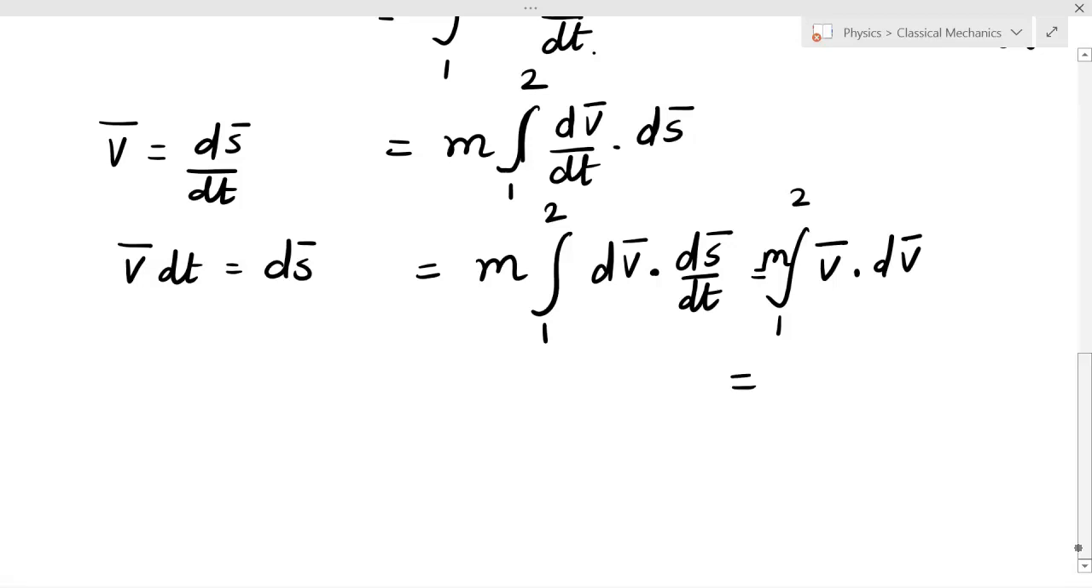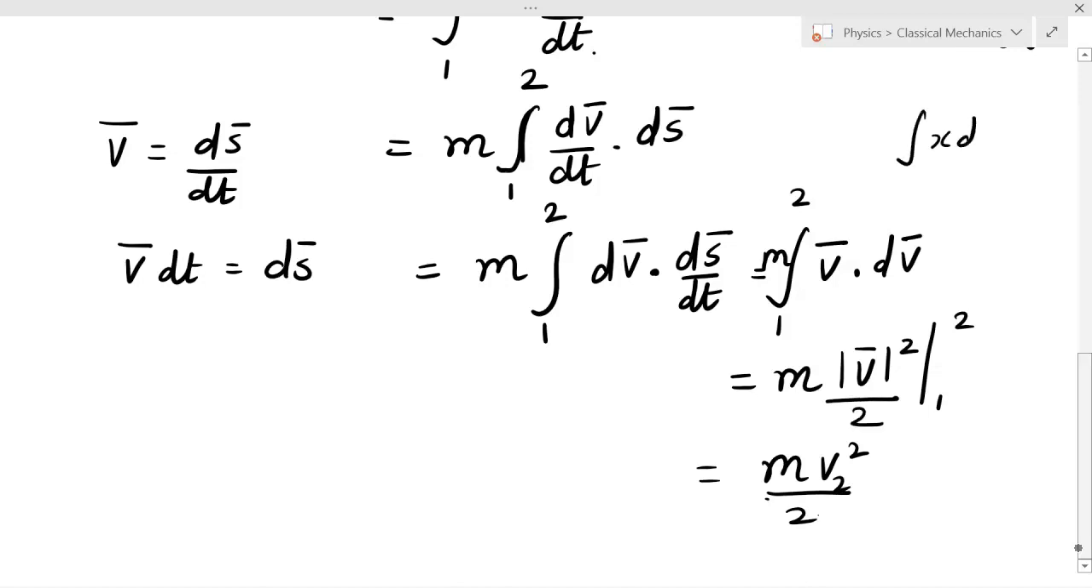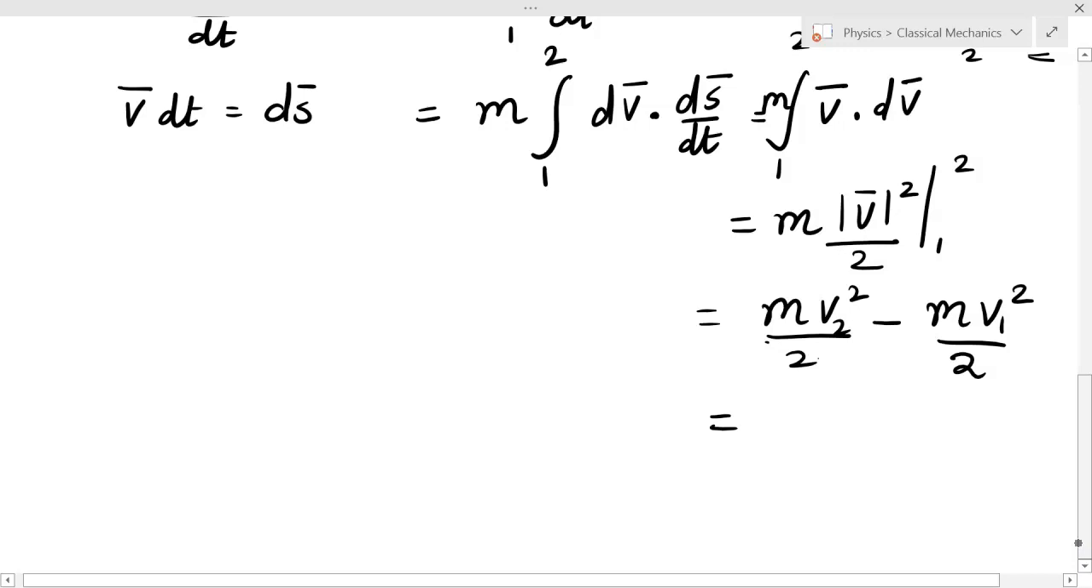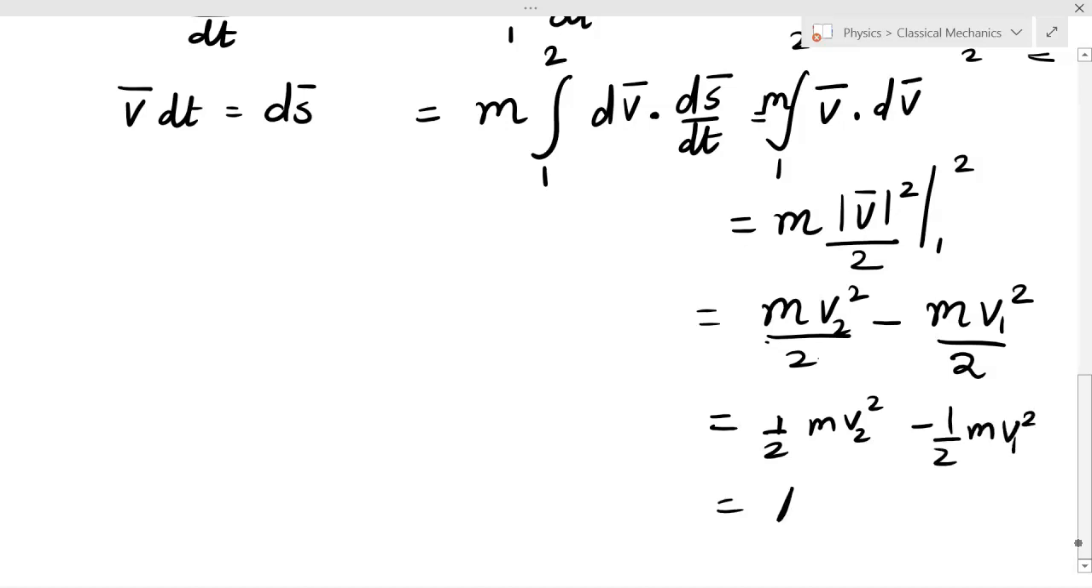So now v bar dot dv bar from 1 to 2, I can write as v bar square, with the limits from 1 to 2. So I can write it in scalar form. So this is m v2 square by 2. We know that the integration of any variable x dx, suppose, is x square by 2 plus c. Since this is an integration with limits, I don't have to have this constant over here. So this is m v2 square by 2 minus m v1 square by 2. So this is nothing but half m v2 square minus half m v1 square. This is nothing but the change in kinetic energy, because this quantity is given as the kinetic energy of the mass.